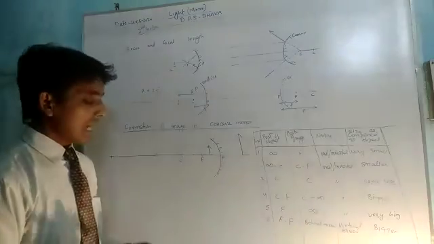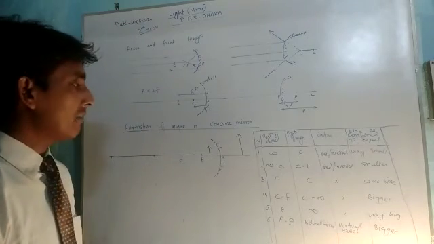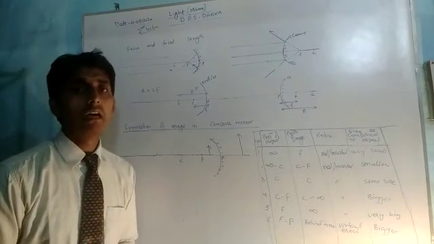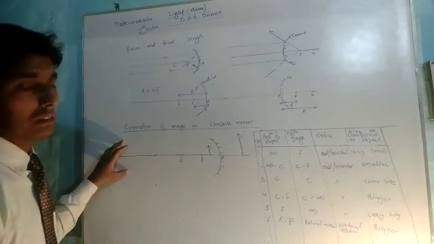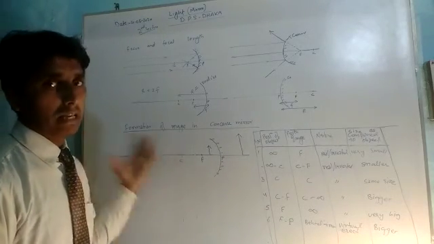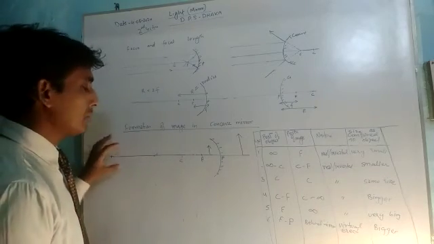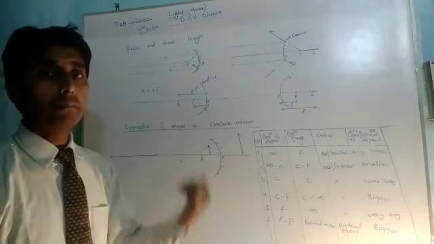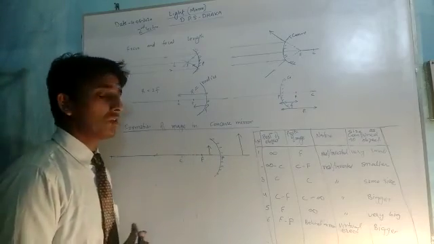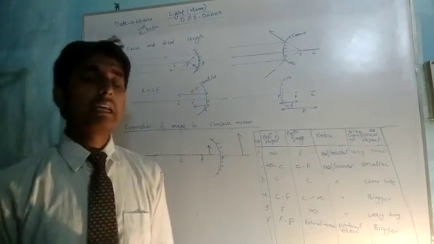And in the next lecture I will discuss the formation of image in convex mirror, and I will show you the formation of these images by ray diagram. We have to actually draw a ray diagram to show where the images are actually being formed. So we will show you the formation of image using ray diagram.